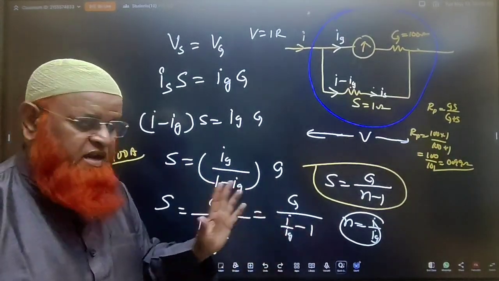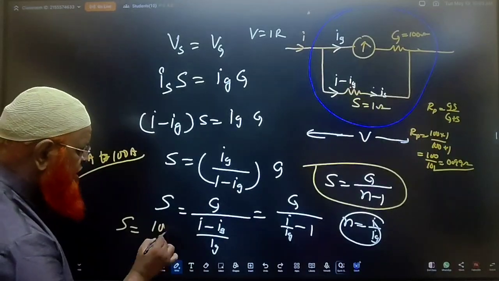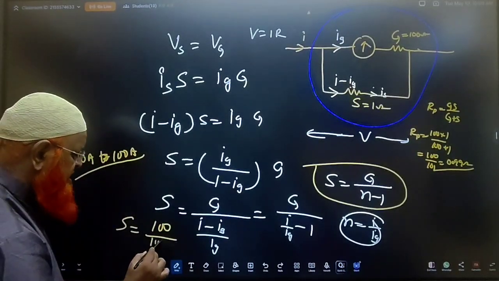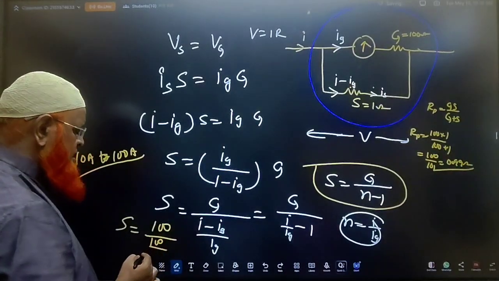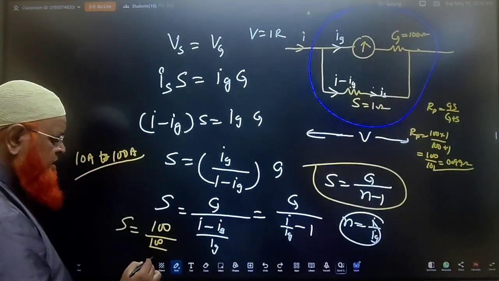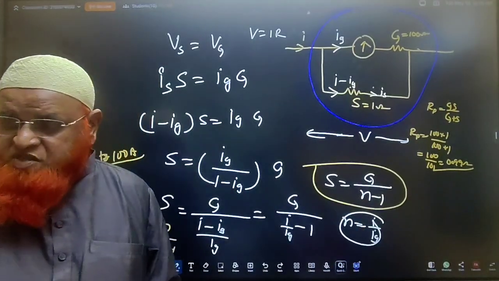Understood? 10, so minus 1. By using this, you can find out the shunt now, where 100 is the galvanometer resistance. I is 100 by, and the lower one, IG, passing through this, how much? See? Understood? Okay? 10, so 10 minus 1, that's it. You get the shunt resistance corrected.